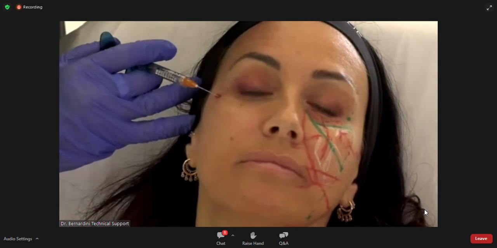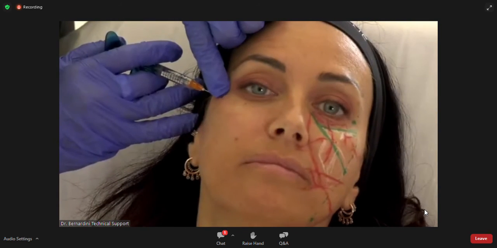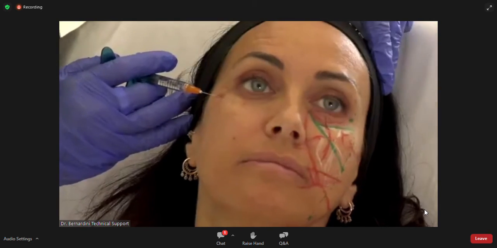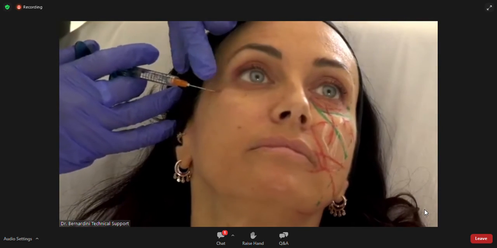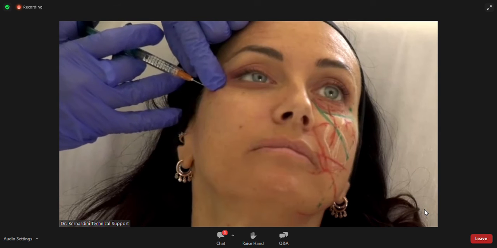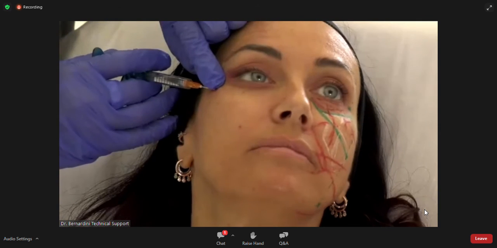Entry point is here at the G point. The gliding plane of the cannula is under the orbicularis. I'm going to stay as deep as I can under the orbicularis.